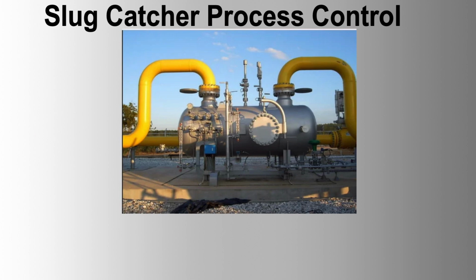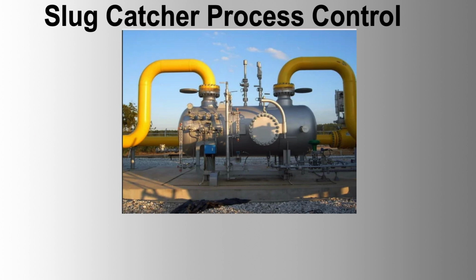Example implementation. Scenario. Controlling the liquid level and gas pressure in a slug catcher using MPC, adaptive control, and cascade control. Control objectives. Maintain the liquid level within a specified range to ensure effective separation. Maintain the gas pressure within safe operating limits.